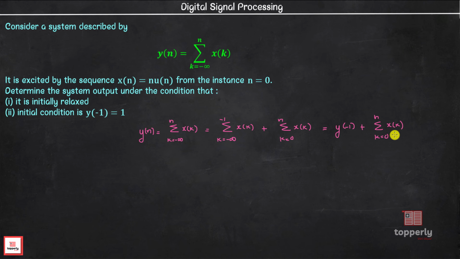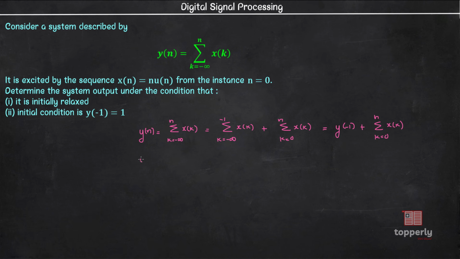Here, we all know the values of x of k from k equal to 0 to n because we are given that the input to the system from instant n equal to 0 is x of n equal to n into u of n. But we do not know the value of y of minus 1, as the value of x of k from k equal to minus infinity to minus 1 is not given to us. So this is the initial condition for which we need the value.